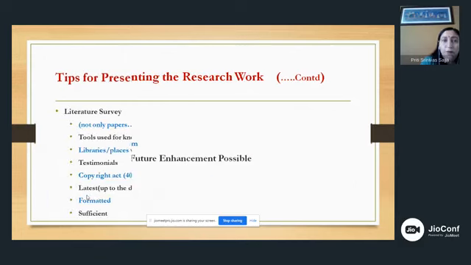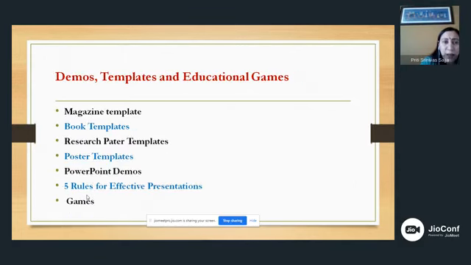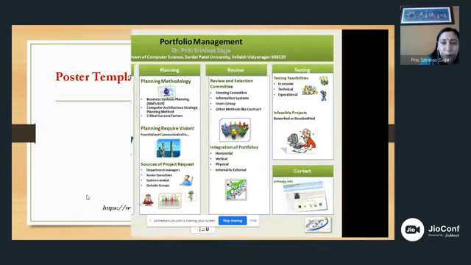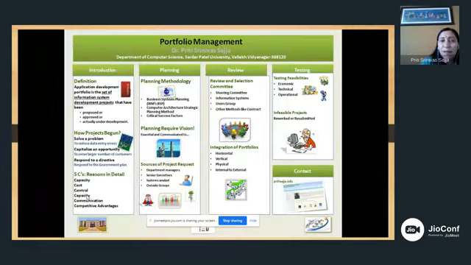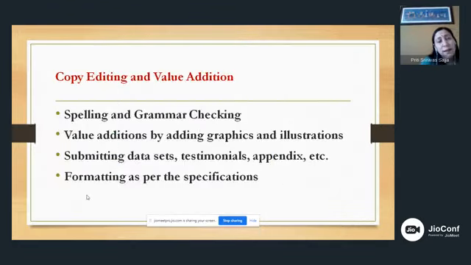And where to publish? The last thing that I would like to go through. This is an example of a poster. If your paper is accepted as a poster, you can consider ready-made posters from posterpresentations.com. Then there is copy editing and other value additions: spelling and grammar checking, graphics and illustrations, submitting data sets and testimonials, updating libraries, appendix, etc., and formatting the paper.